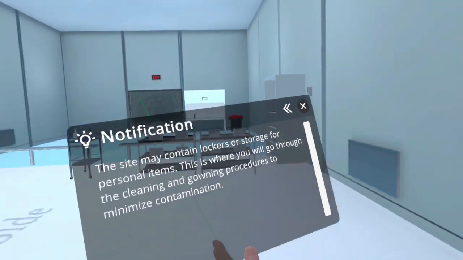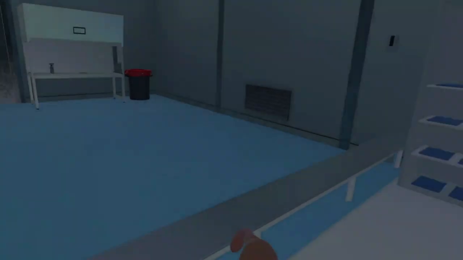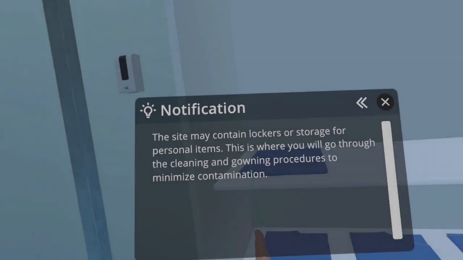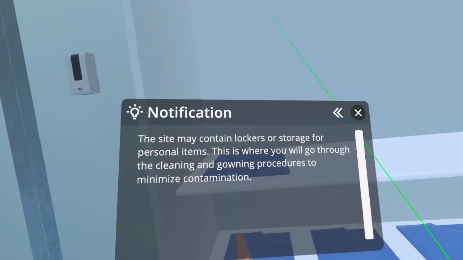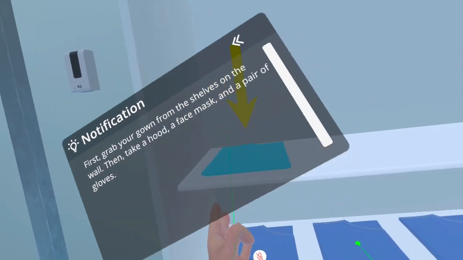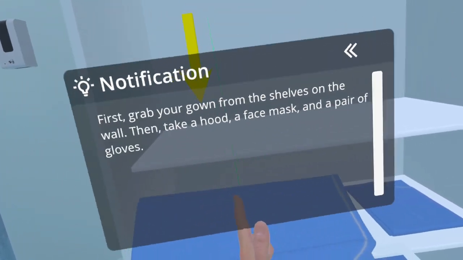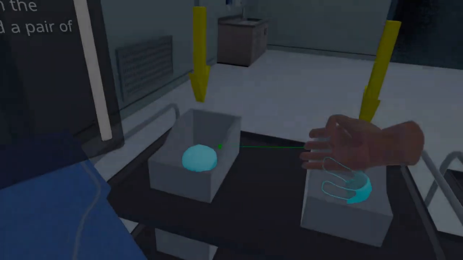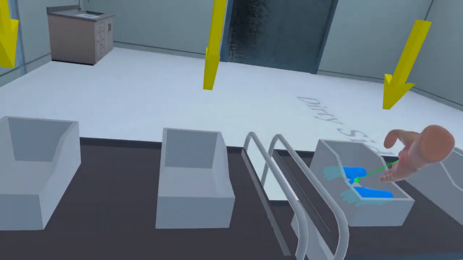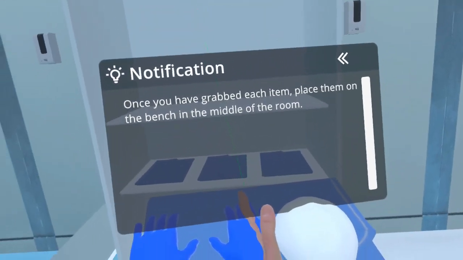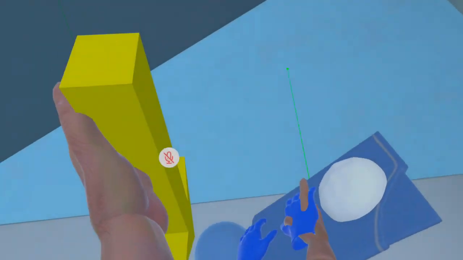The site may contain lockers or storage for personal items. This is where you will go through the cleaning and gowning procedures to minimize contamination. First, grab your gown from the shelves on the wall. Then, take a hood, a face mask, and a pair of gloves. Once you have grabbed each item, place them on the bench in the middle of the room.